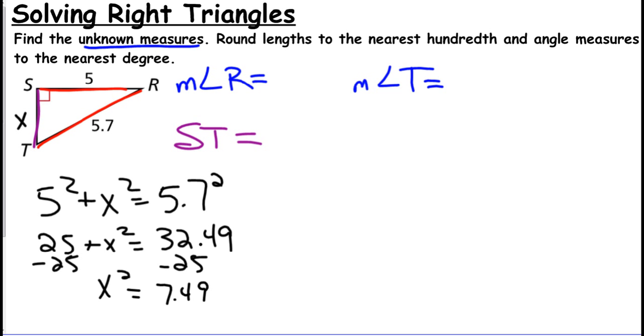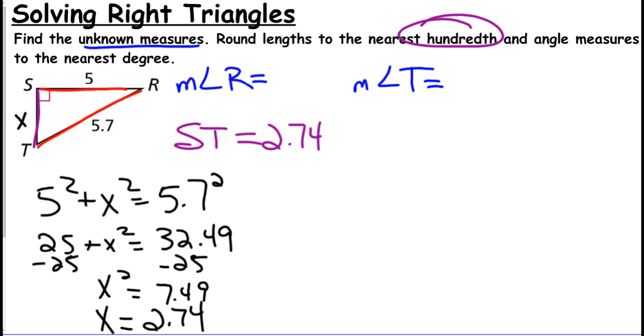I'm doing this as we're doing this. I haven't done any of this out to begin with. All right, so when we do the square root of 7.49, that x is 2.736786437. That's what you should have on your calculators. We are rounding our lengths to the nearest hundredth. When we round to the nearest hundredth, our x equals 2.74. We don't have any units, so we don't have to worry about it. So we found ST. It is 2.74.